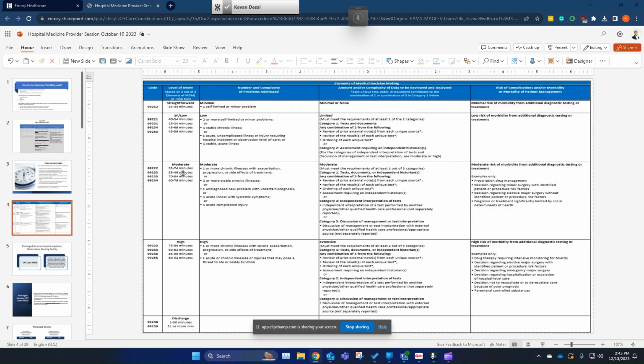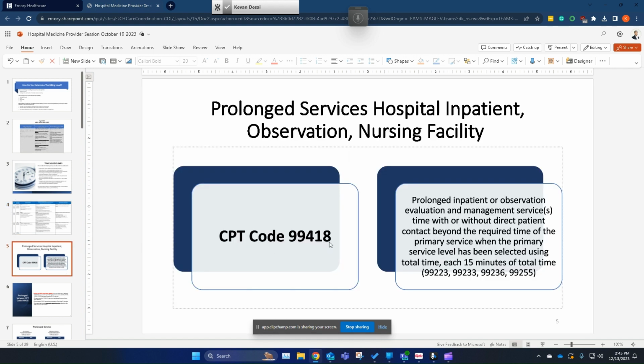So let's say for a 99233, which is a progress note, a subsequent progress note for a patient here, if you spend over 64 minutes, 99418 is an extra 15 minutes of total time on top of these level 3 bills. And by the way, they have to be level 3, either a level 3 HMP or a level 3 progress note in order for you to tack on an extra 15 minutes of prolonged services.